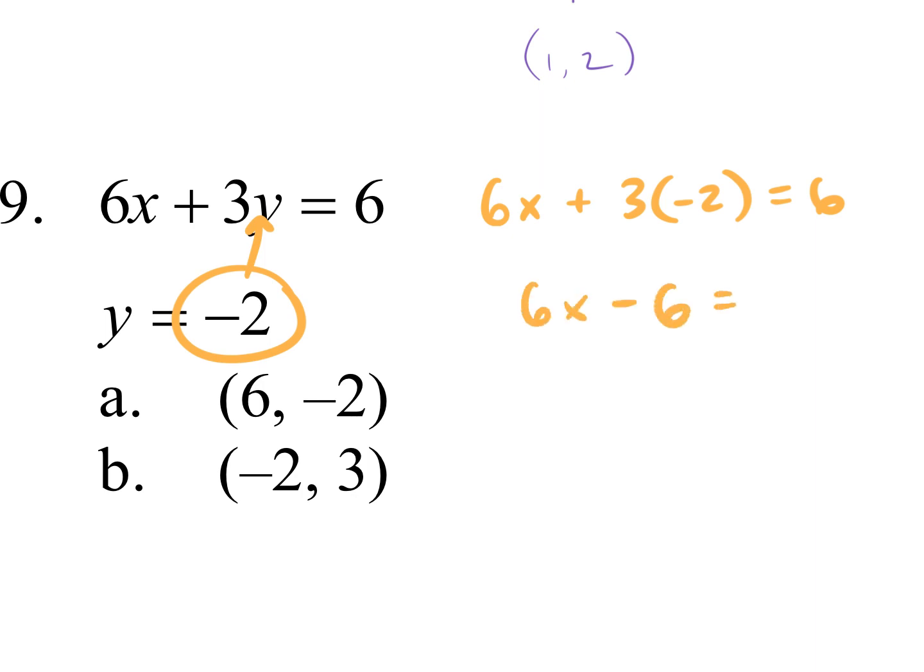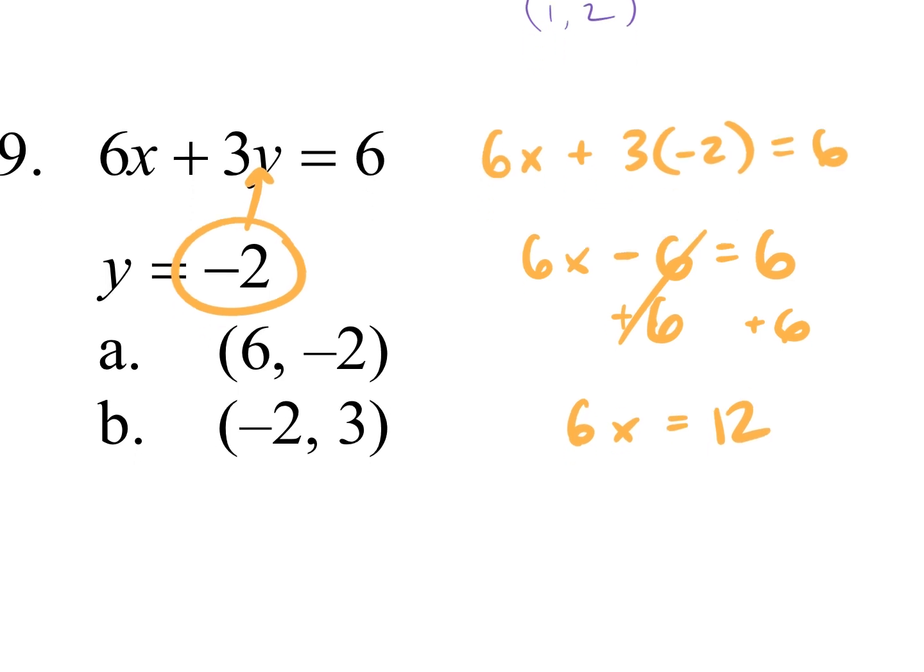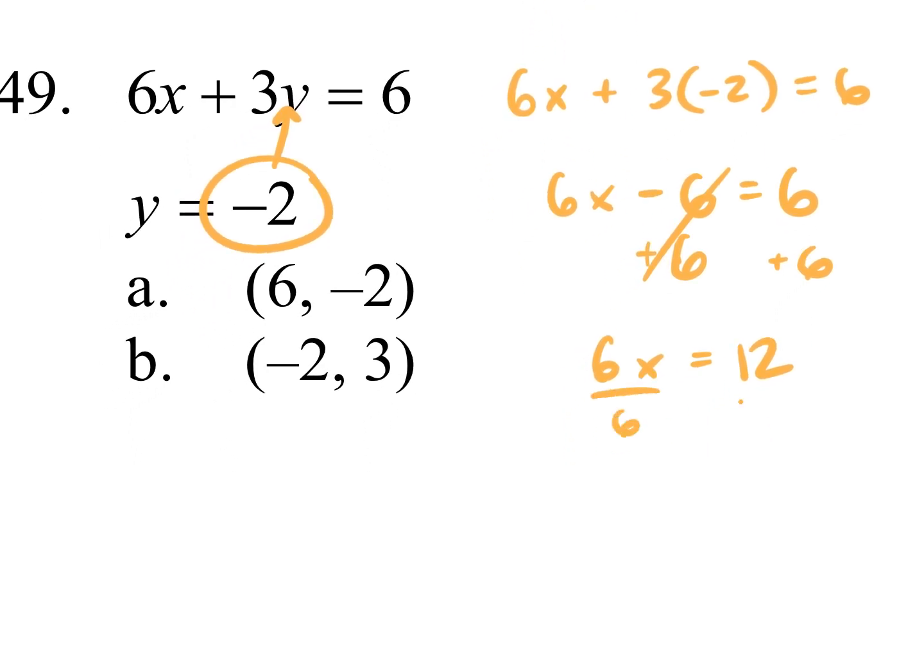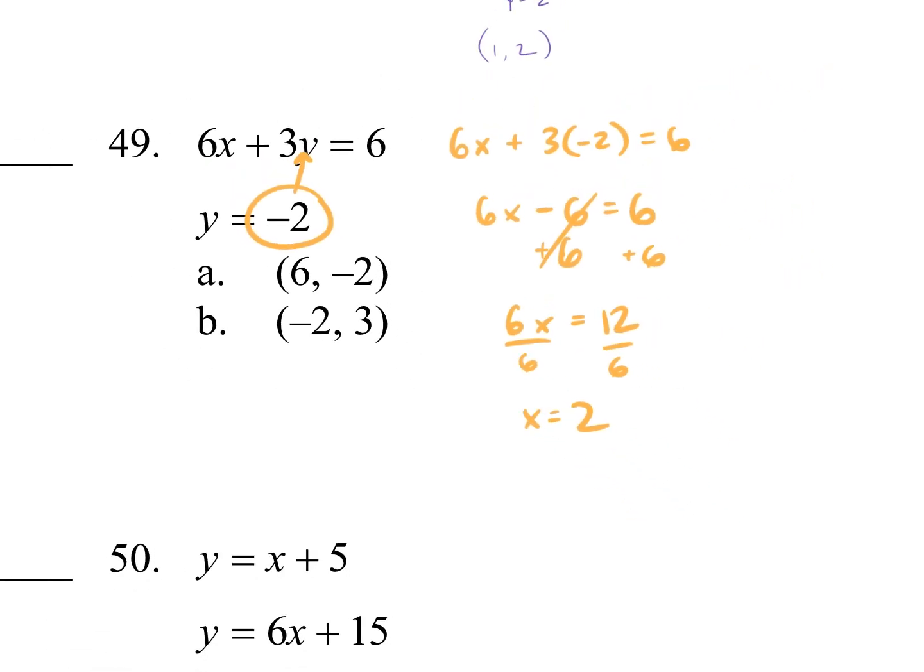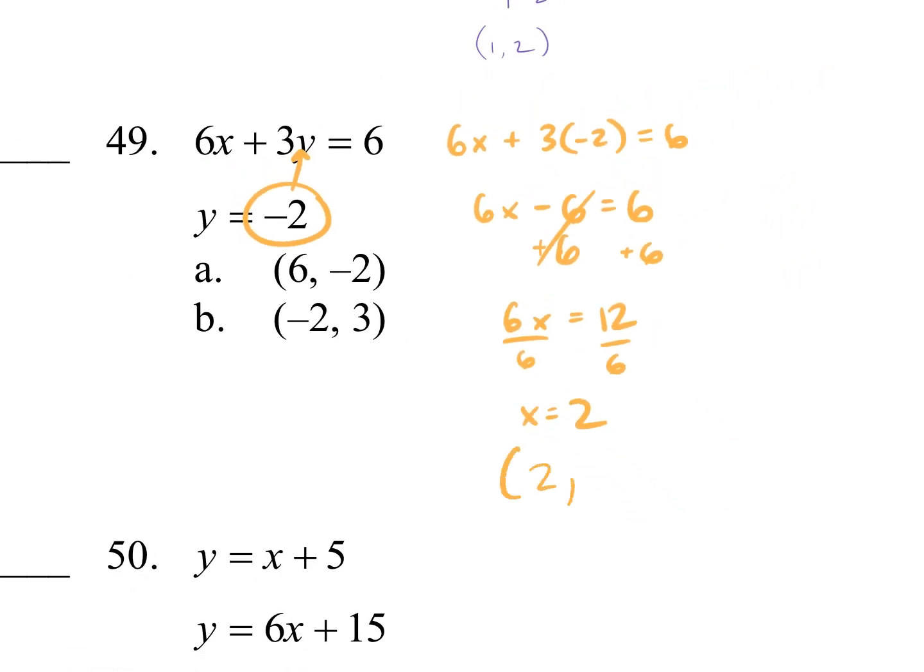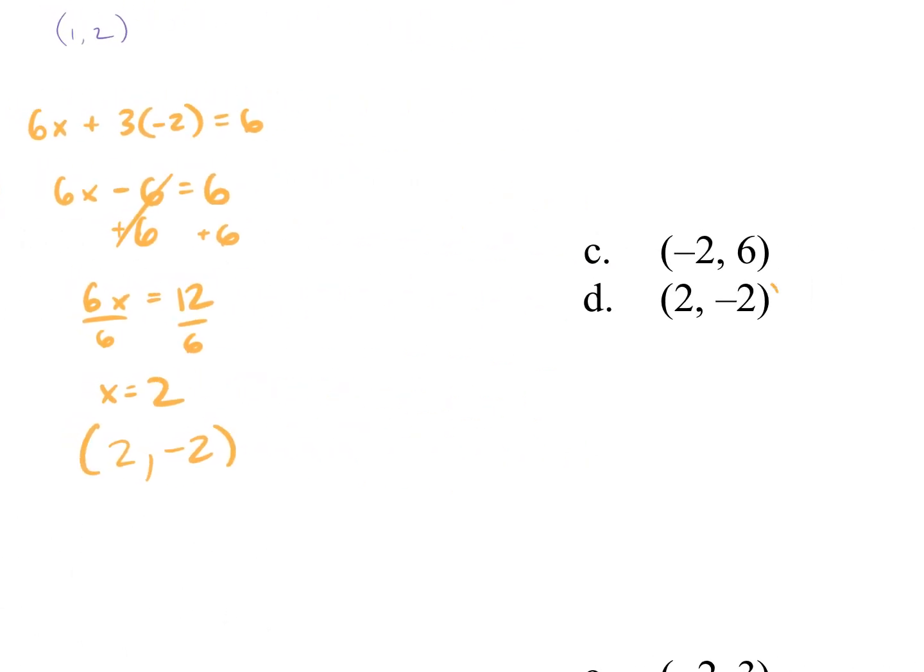6x minus 6 is equal to 6. I would add 6 to both sides. So 6x is equal to 12. And then divide both sides by 6. So x is equal to 2. So x is 2, and what is y? Negative 2. That was given. So my answer choice would be D.